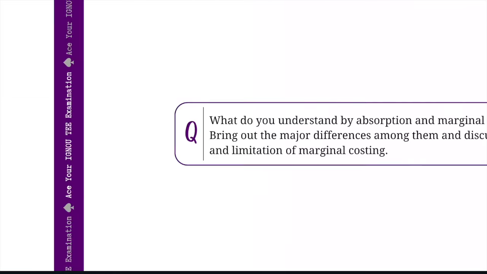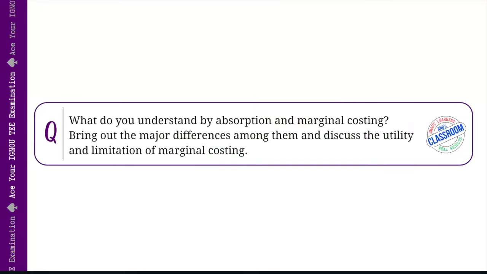What do you understand by absorption and marginal costing? Bring out the major differences among them, and discuss the utility and limitation of marginal costing. Now, this question is about two important costing methods. One is absorption costing and the other one is marginal costing. Both of them are used to calculate the cost of products. But they differ in how they treat cost, especially how they treat fixed cost.